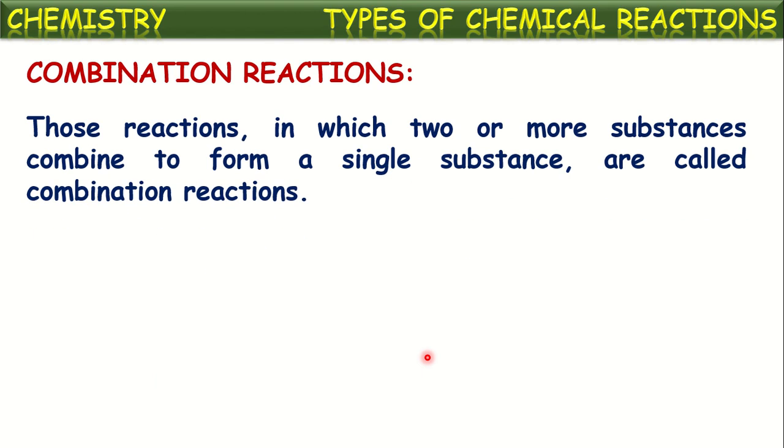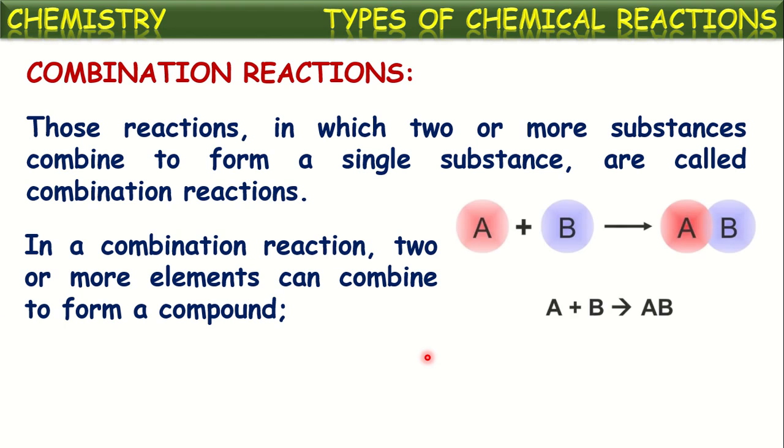The chemical reactions in which two or more substances combine to form a single substance are called combination reactions. Okay, the chemical reactions in which two or more substances combine together to form a single substance are called combination reactions.